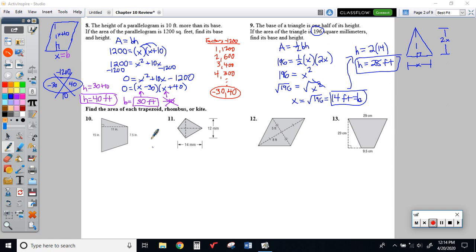And so from there, let's find the area now. No more perimeter needed on these ones of each trapezoid, rhombus, or kite. So we're going to assume that these shapes are one of these three kinds of things. We're going to make the assumption here that this one is a trapezoid.